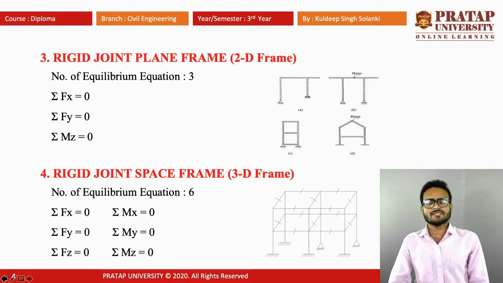Rigid joint space frame means that all members are connected by rigid joints, and space frame means 3D structure. In the case of a rigid joint 3D structure, we have 6 equilibrium equations. First is summation of forces in the x direction is equal to 0. Second is summation of forces in the y direction is equal to 0. And third is summation of forces in the z direction is equal to 0. Also 3 direction forces and 3 direction moments.